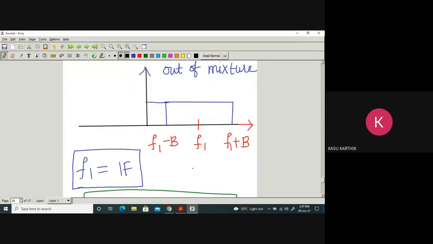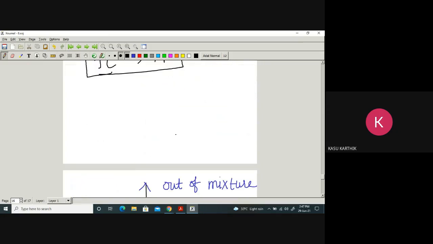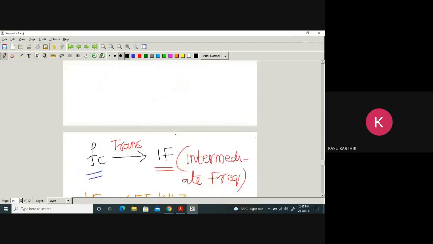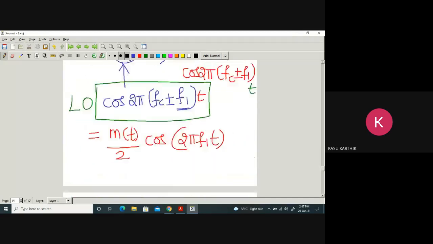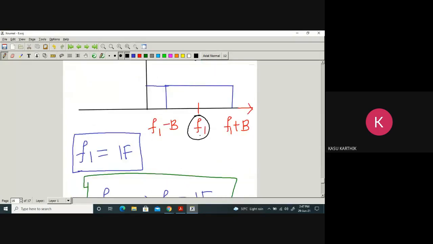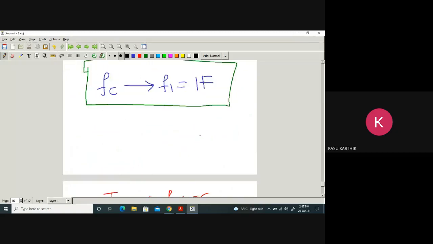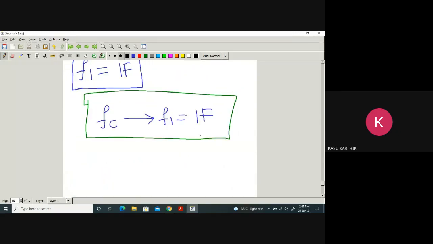This is the output of the mixer, simply having a different center frequency, F1. What is the center frequency of the modulated signal? Fc. Now this has become this. So F1 is nothing but IF. Is it okay? Right. So this is about mixing.